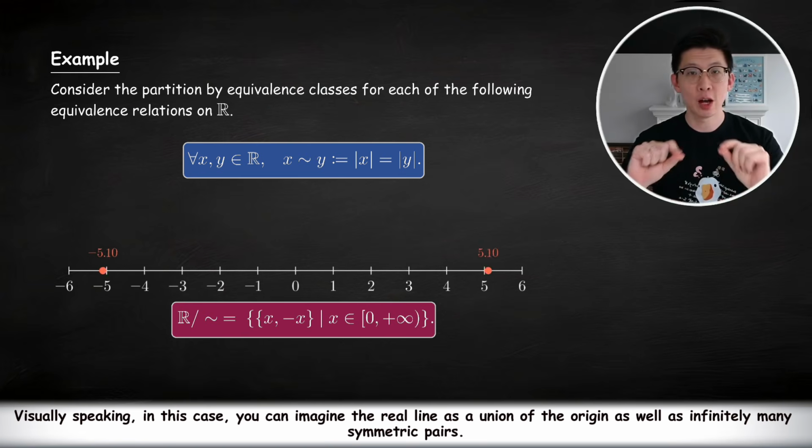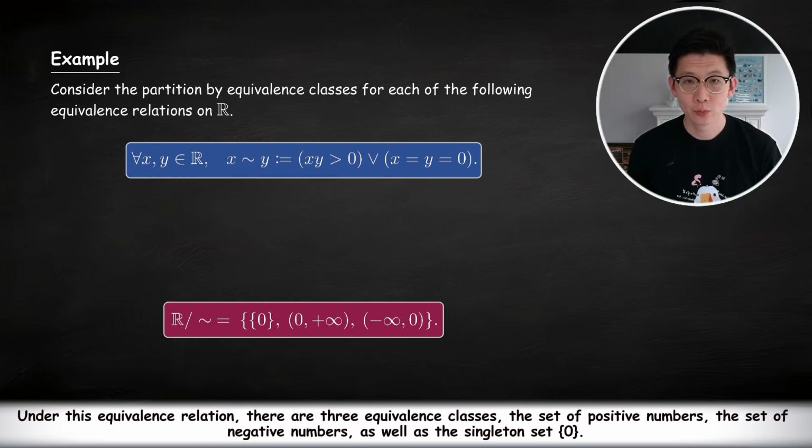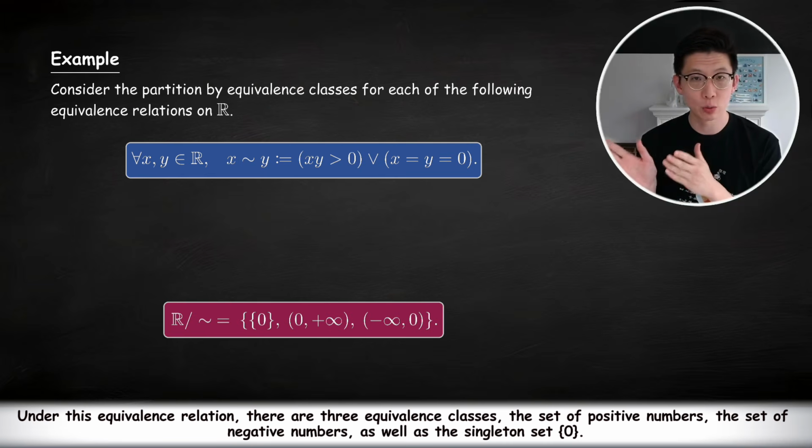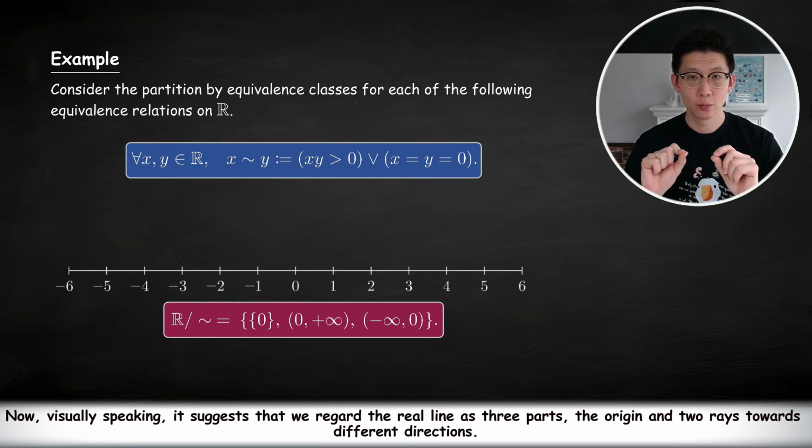Keep going, let x be related to y if and only if either the product xy is positive or x and y are both 0. Under this equivalence relation, there are three equivalence classes: the set of positive numbers, the set of negative numbers, as well as the singleton set {0}. Now, visually speaking, it suggests that we regard the real line as three parts: the origin and two rays towards different directions.